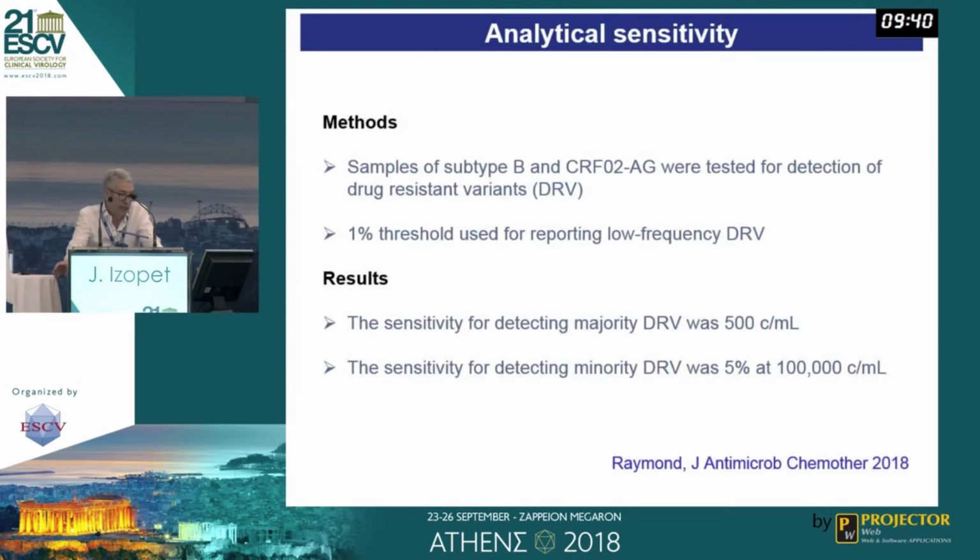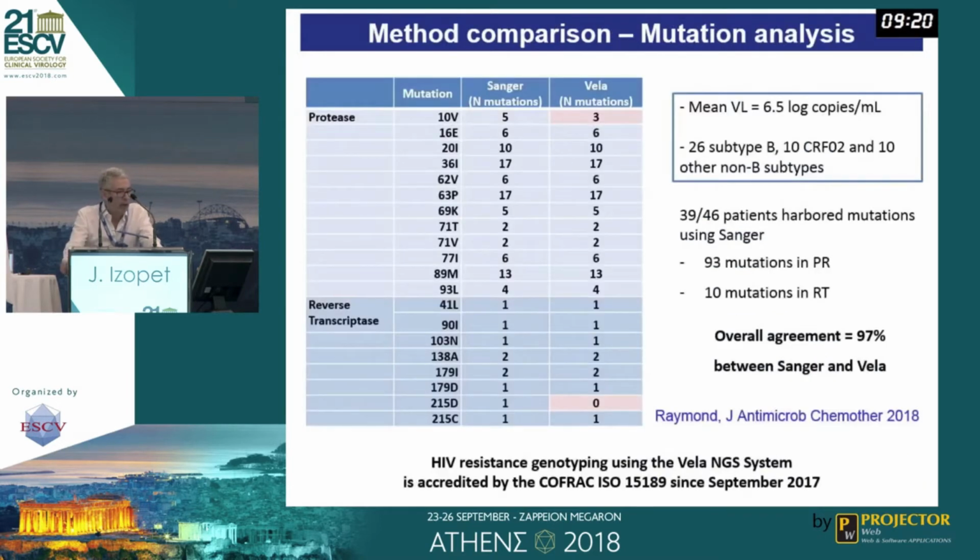The results can be summarized by a sensitivity for detecting drug-resistant variants at 500 copies per ml, and the sensitivity for detecting minority drug-resistant variants was 5% at 100,000 copies per ml. Regarding mutation analysis, this table shows the mutations that were detected by Sanger and the mutations detected by the Vela system. In this experiment, the mean viral load was 6.5 log copies per ml, and different subtypes were included. And there was an overall excellent agreement, 97%, between Sanger and Vela.